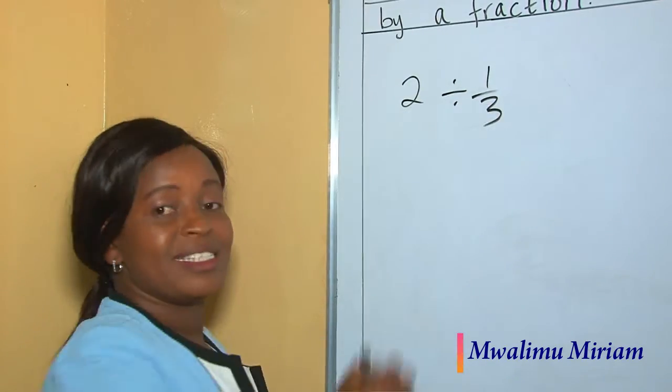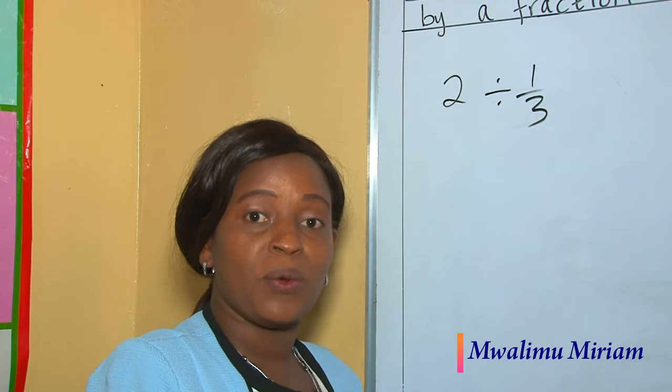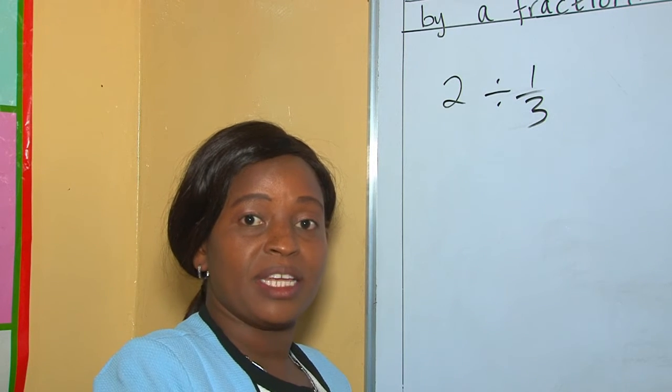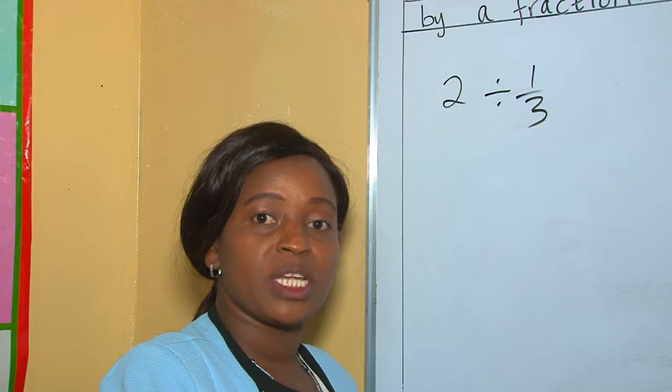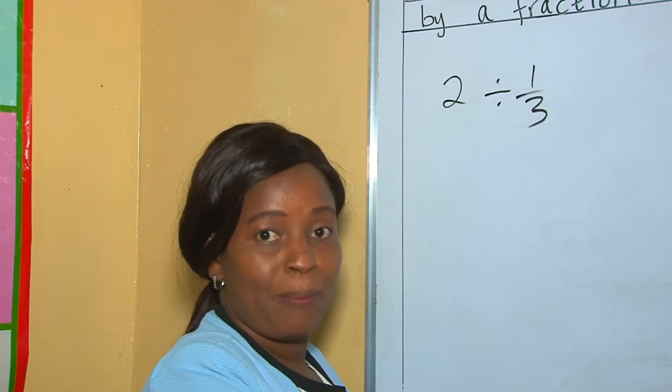Our lesson today is about division of a whole number by a fraction. Our first example is 2 divided by a third. I want us to use two approaches. The first one, we are going to do it practically. Then the second one, we shall do it using our formula. So let's begin with the practical approach.